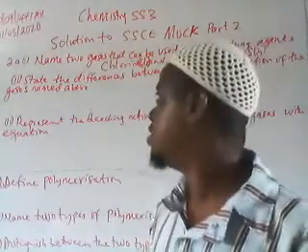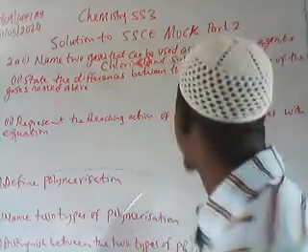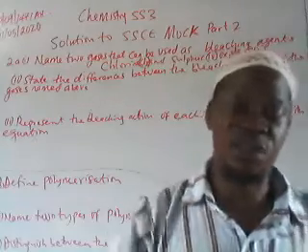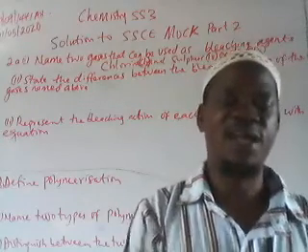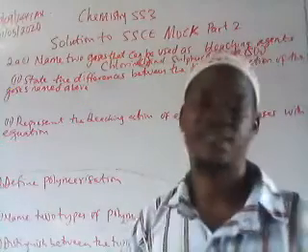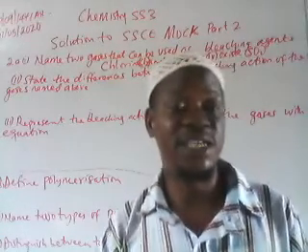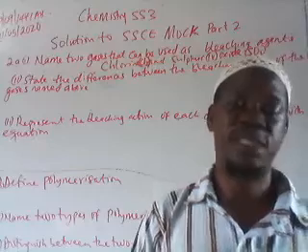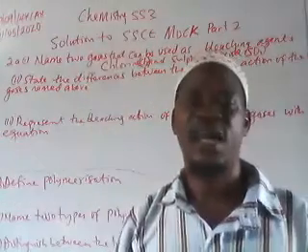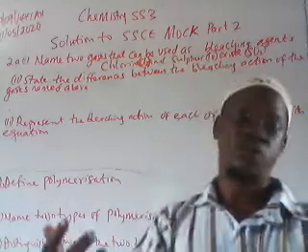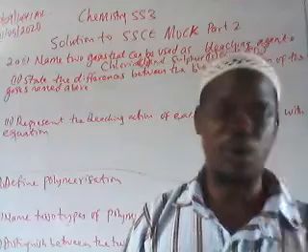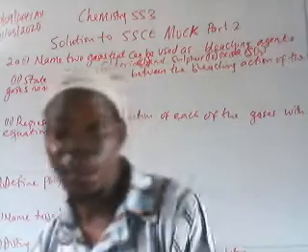Now, the next question. State the differences between the bleaching action of the gases named above. What are the differences between the bleaching actions? You remember, chlorine bleaches by oxidation, by oxidizing the dye, while sulfur oxide bleaches by reduction. That is, chlorine will give atomic oxygen to the dye, and the dye will become colorless. But sulfur oxide will withdraw atomic oxygen from the dye, so the dye becomes colorless. So chlorine bleaches by oxidation, sulfur oxide bleaches by reduction.